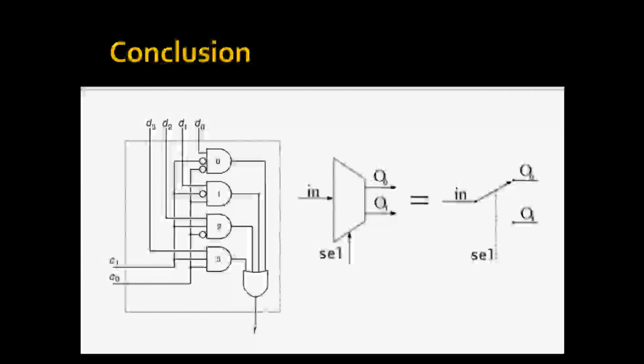Thus, you see, demuxes are essentially the reverse of muxes, where you have an input corresponding to multiple outputs, as opposed to multiple inputs corresponding to one output. This concludes our lecture.